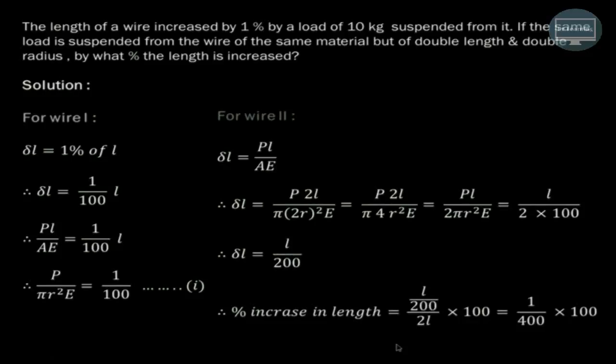in the length will be equal to delta L upon L into 100. So delta L is L upon 200 and the original length of the second wire is 2L. Again this L will get cancelled. So it is 1 upon 400 into 100, that is 0.25%. So this is the percentage increase in the length of the second wire, whose length is double that of the original length of wire 1, and radius is also double.